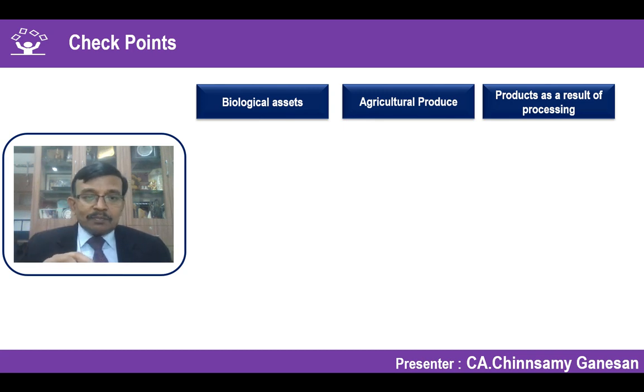Using that agricultural produce, if I am doing processing, then it will start going into Ind AS 2 as work in progress or finished goods. So that is the way in which we have to understand the arrangement of the standards for the particular process of agricultural activity.